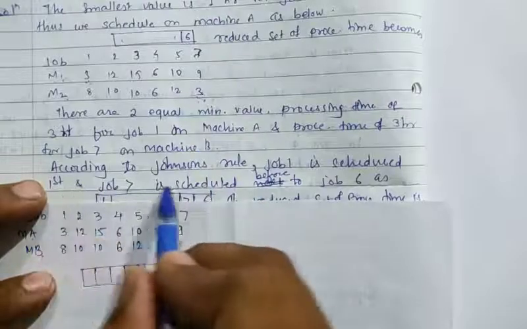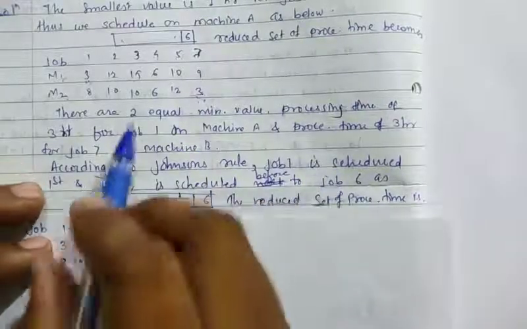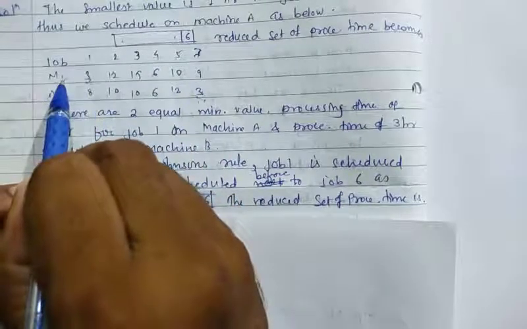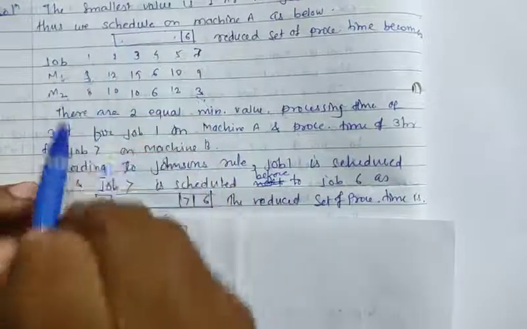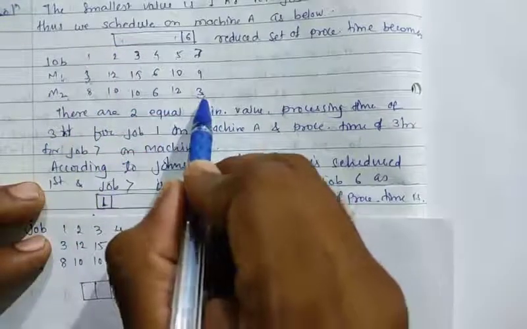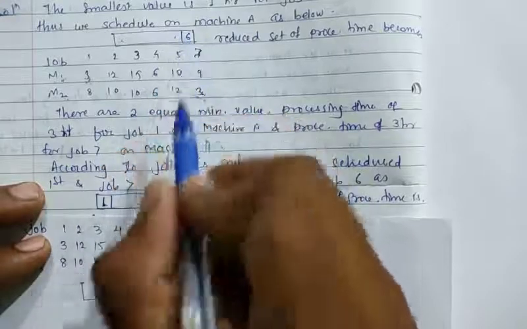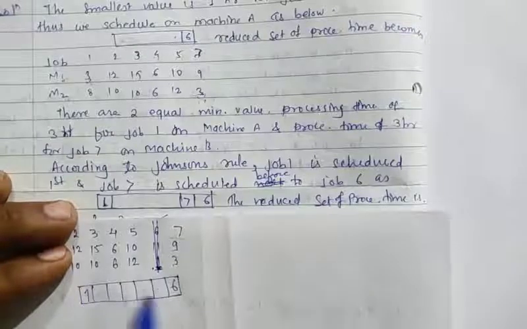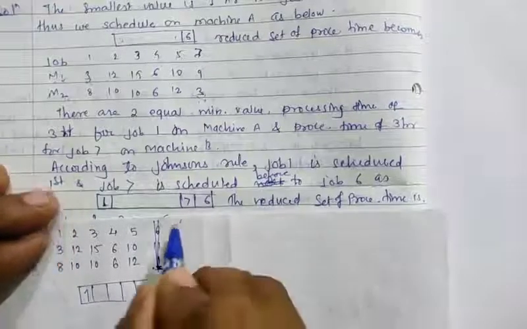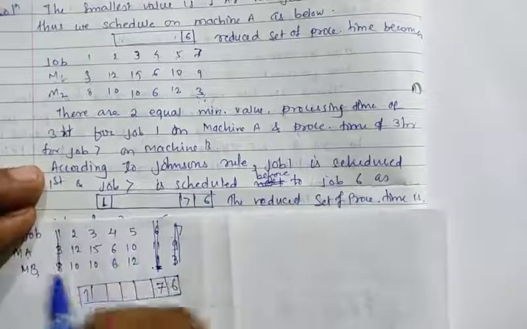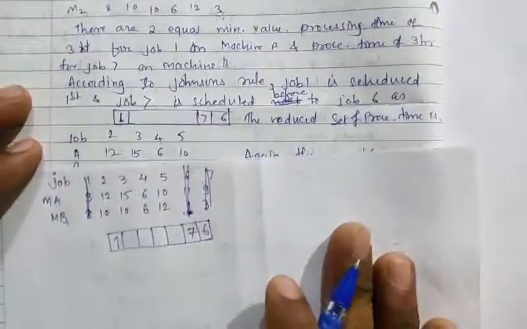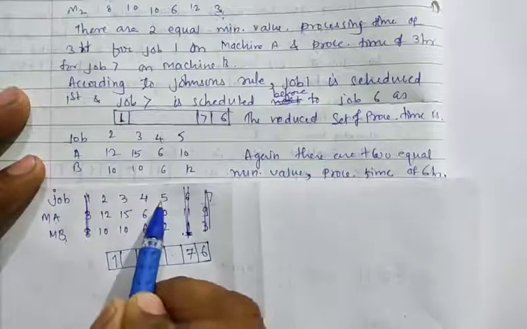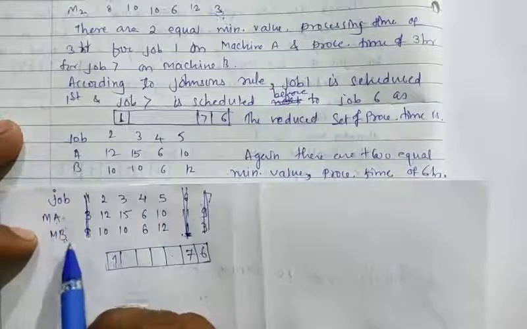Therefore, according to Johnson's rule, job 1 is scheduled first, because it is on machine M1. We place job 1 here and job 7 last, before job 6. So delete the 7th job and the first job. Now the remaining table is as below: jobs 2, 3, 4 and 5 through the two machines M1 and M2.